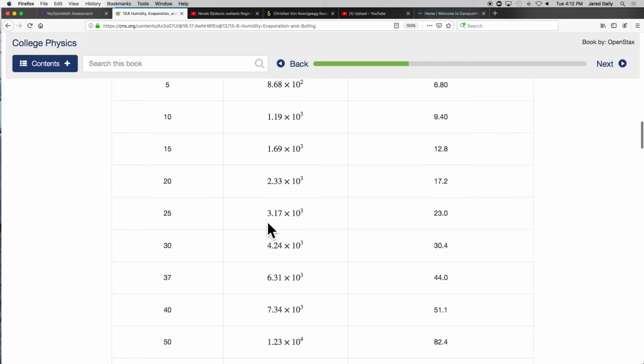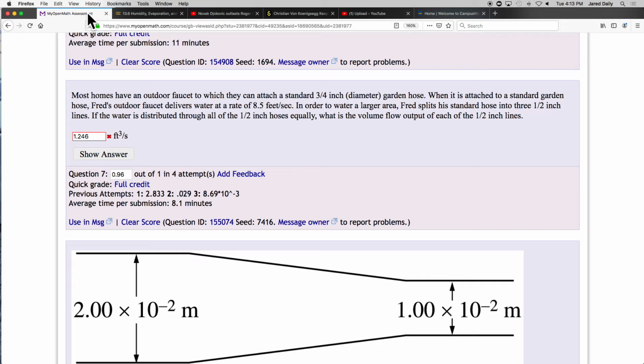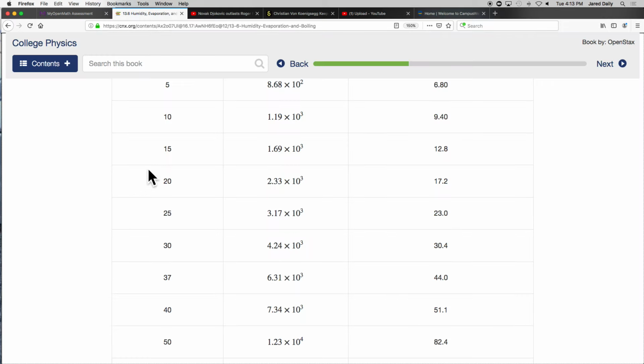And then they want to know for a 25 degree day, this day right here, we're going to have 23 grams for our saturation. So we want to know, essentially it says we have 9 point something grams of water in the air.